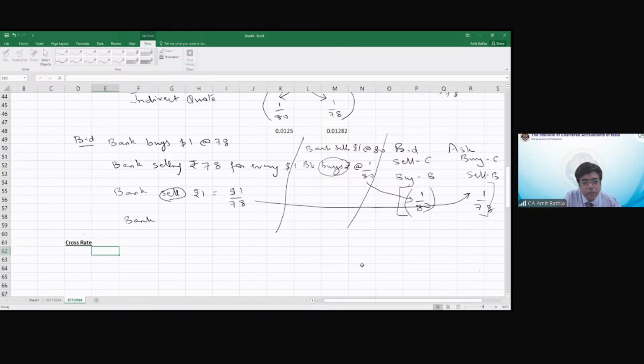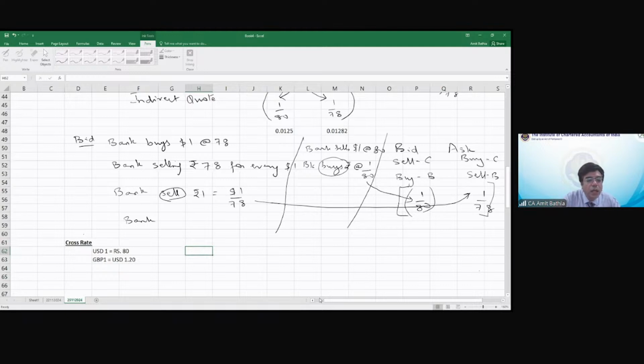So for example, let's say we have USD 1 is equal to rupees 80, right? And then we are told GBP 1 is equal to USD 1.20, right? Now, I want to identify what is going to be the rate between rupees and GBP. So how do I go about it? How can I calculate that? Convert GBP into USD and then USD into rupees.